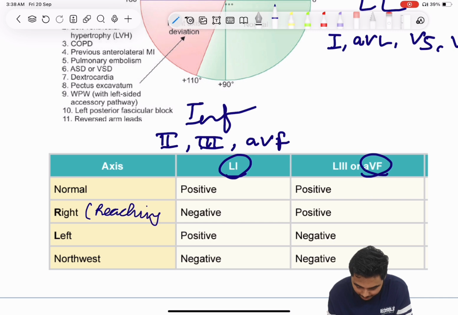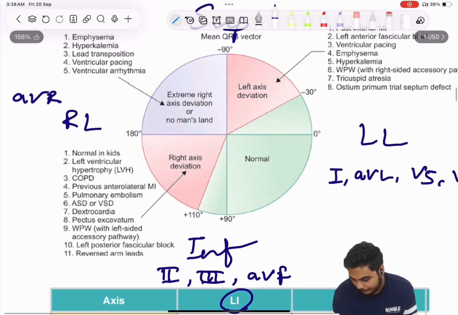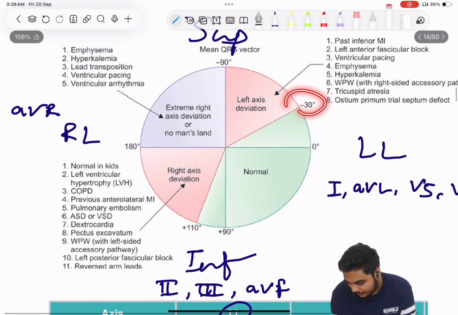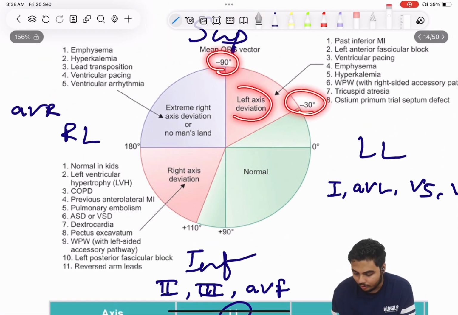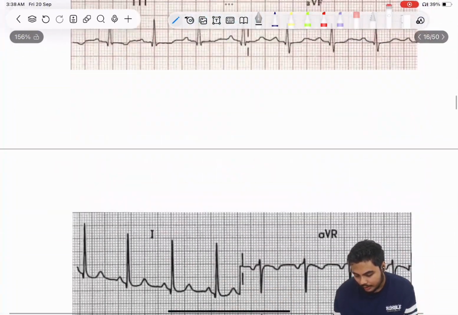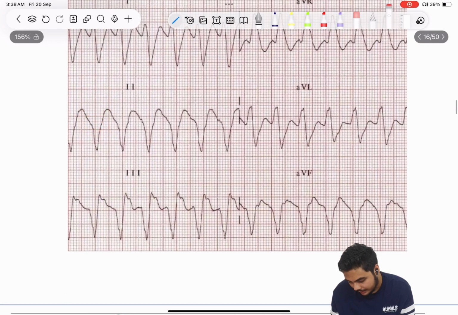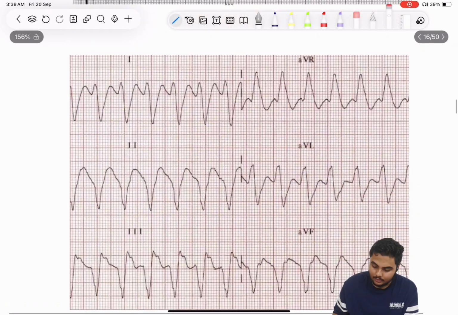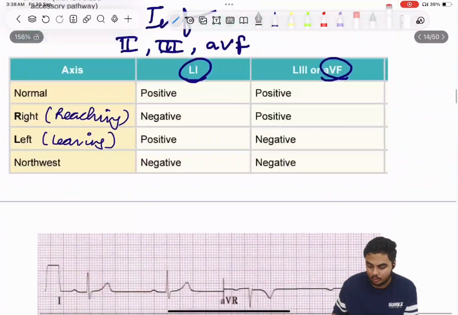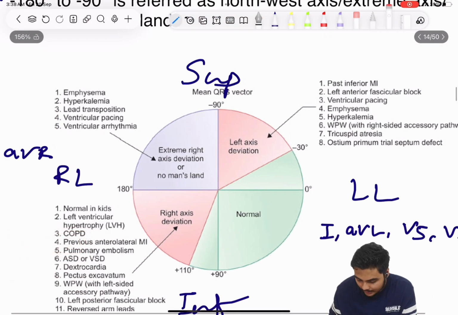Reaching, leaving, right? So between -30 to -90, we have what we call the left axis deviation, right? Now, if you look at this ECG, here both lead 1 and AVF have negative deflection, right? So when the deflection is negative in both the leads, we call it the northwest axis, which is also called the extreme right axis or no man's land, right?